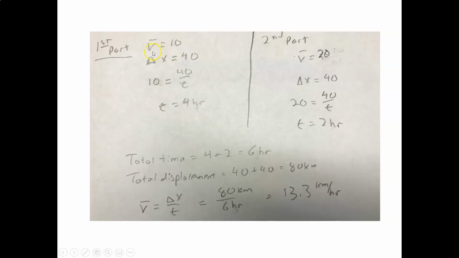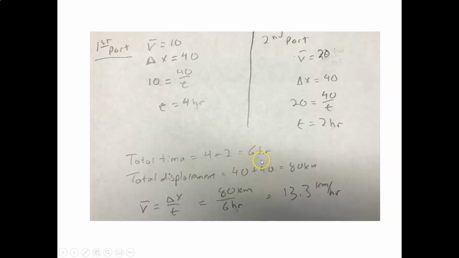So the first part of the journey, the average velocity was 10 kilometers per hour, and the displacement was 40 kilometers. Subbing in v bar equals delta x over t, we get the time is equal to 4 hours. The second part of the journey, it moves twice as fast. It's moving at 20 kilometers per hour, the same displacement. V bar equals delta x over t. The time is 2 hours. So the total time that it took in this case is 6 hours.